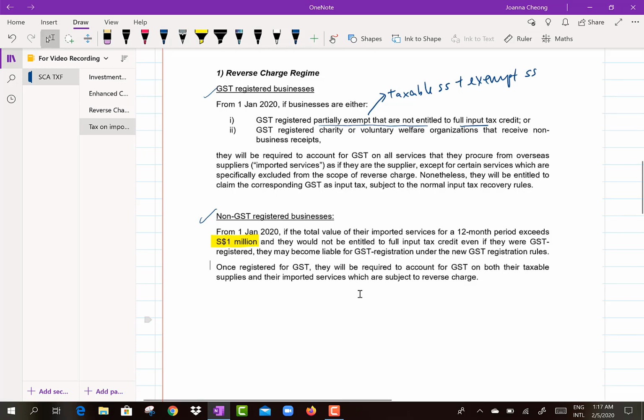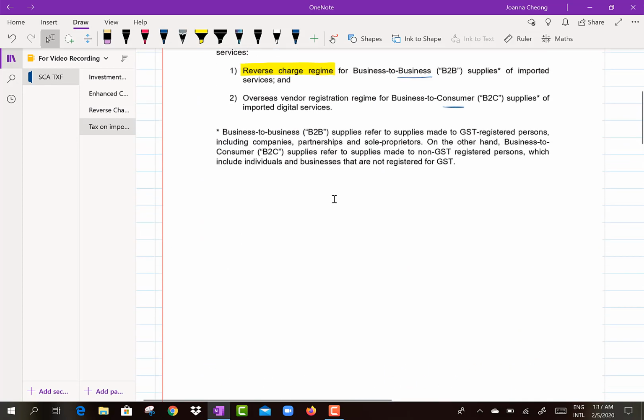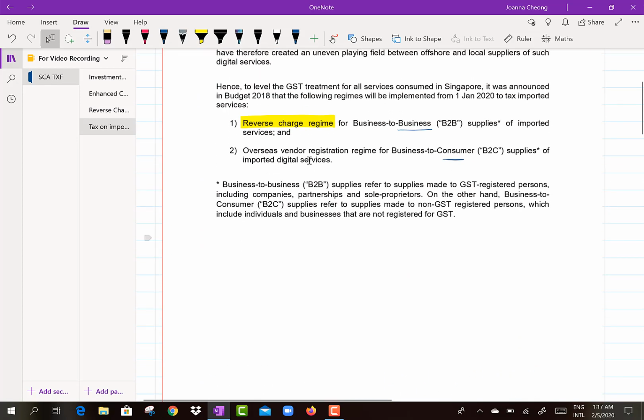So remember, this reverse charge is between B2B, business to business. Now, what about B2C? Like what I have already mentioned to you before, B2C is for overseas suppliers who are supplying imported services. They are selling the imported services directly to people in Singapore or businesses in Singapore who are not GST registered. So it will go under B2C. So under B2C, the overseas vendor or the digital services supplier will need to register for GST.